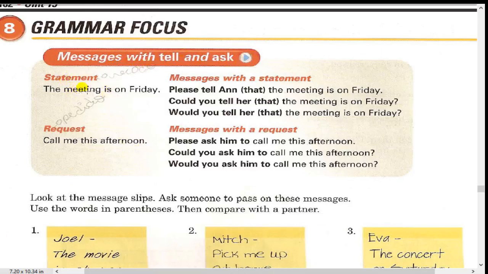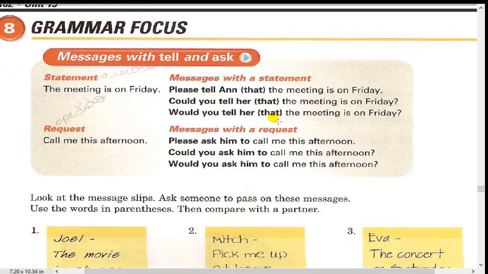Statement. The meeting is on Friday. Messages with a statement. Please tell Anne the meeting is on Friday. Please tell Anne that the meeting is on Friday. Could you tell her the meeting is on Friday? Could you tell her that the meeting is on Friday? Would you tell her the meeting is on Friday? Would you tell her that the meeting is on Friday?